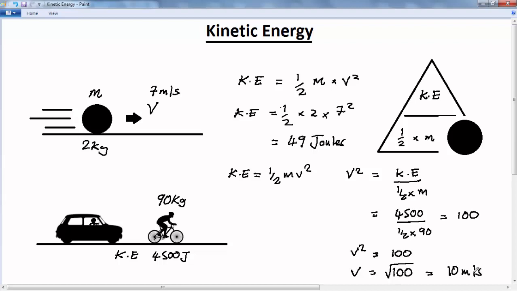So in the next lesson we'll look at the transfer of gravitational potential energy to kinetic energy and back again.